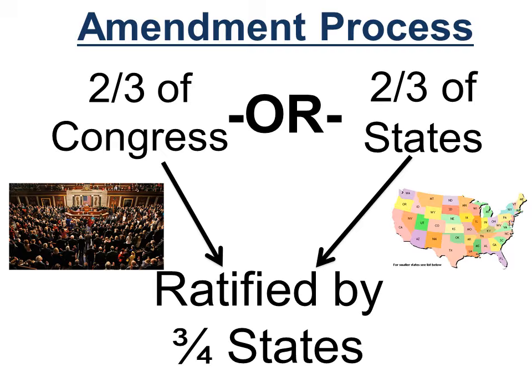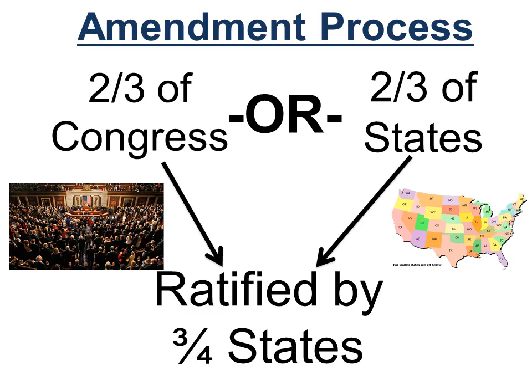Okay, so let me rephrase all this. If 2/3 of Congress or 2/3 of the states think it's a good idea, okay, 66% of Congress or 66% of the states think it's a good idea, then they'll send the idea to the states. The states will vote, and if 75% of the states say yes, then it becomes an amendment, and it's added to the Constitution.